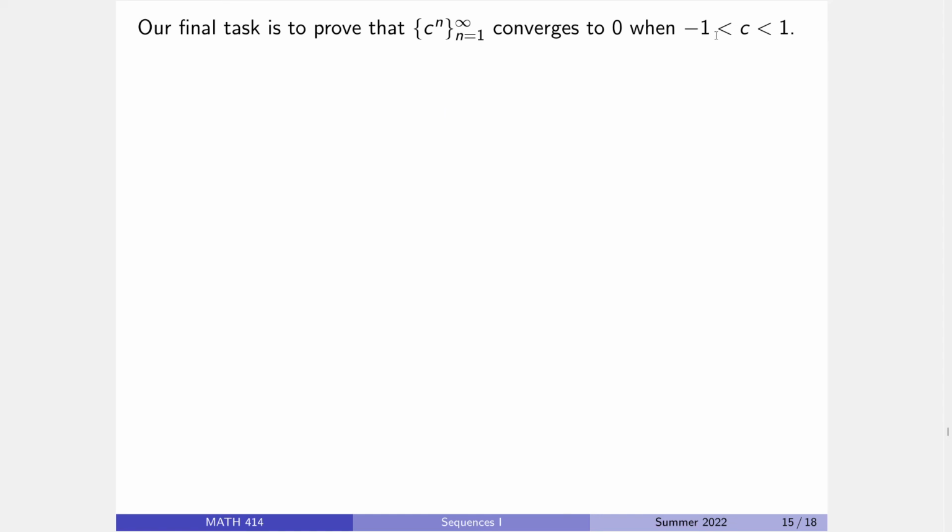And now note, obviously we cannot include -1 because we know that doesn't work. And 1 can't be included because 1 to the n is equal to 1, so that actually converges to 1. Alright, so this is our last bit of calculus lore to prove.